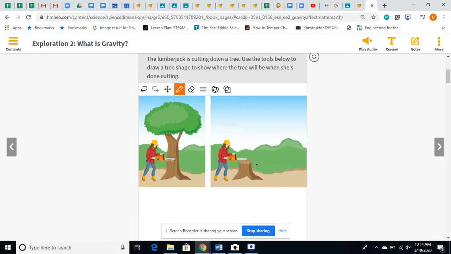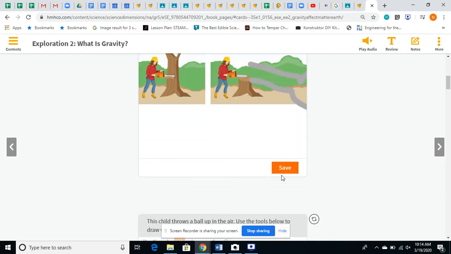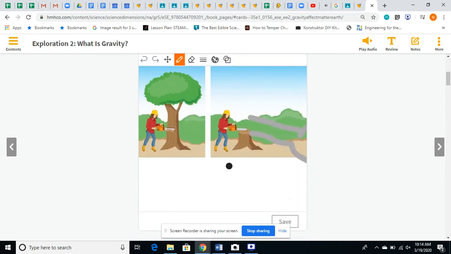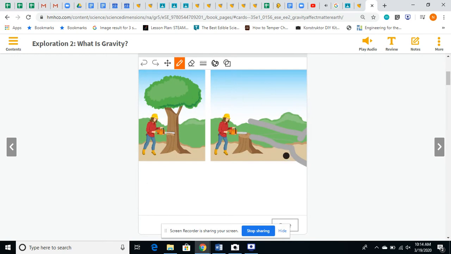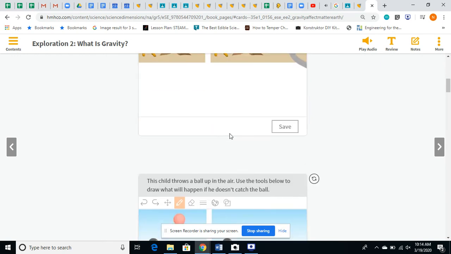So when I do this, I'll just draw a tree here. Maybe it'll let me. There we go. Timber. There. Mr. Gural is not the best with the mouse and keyboard drawing. So that's my drawing. Obviously, the tree will fall down, right? And that's because of gravity.